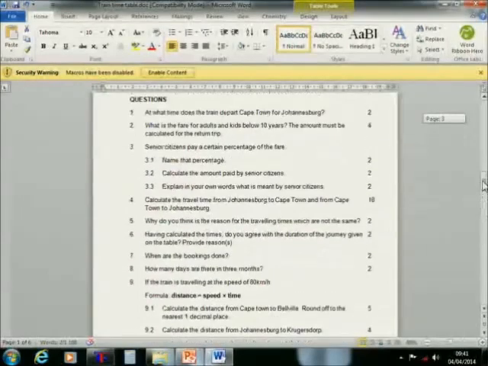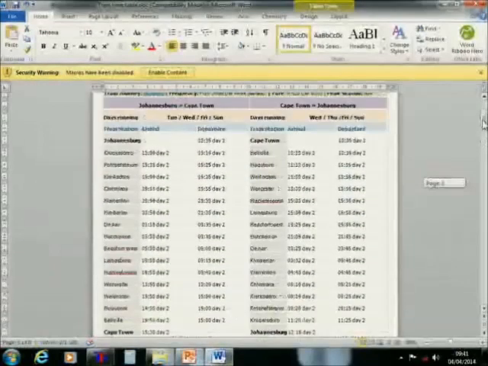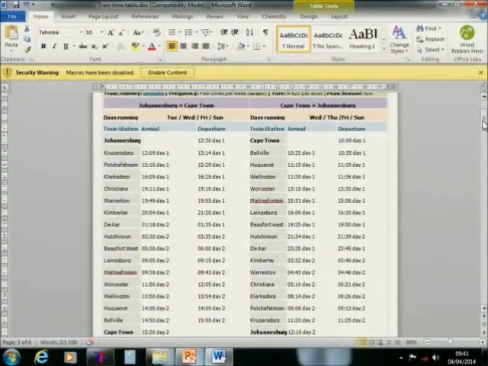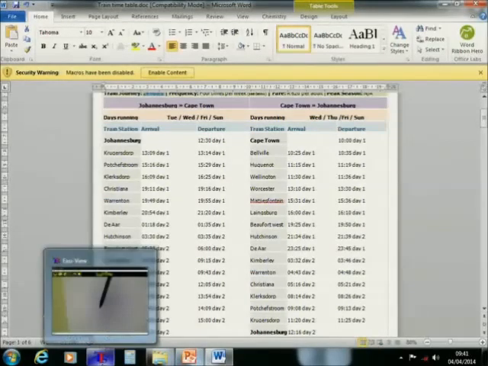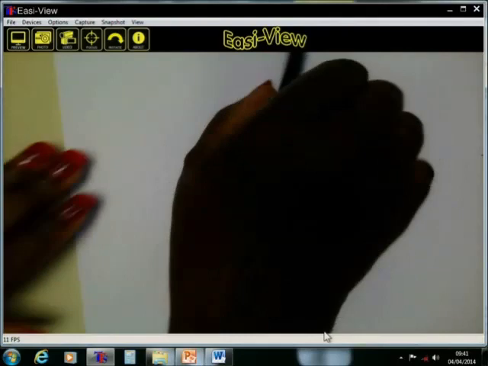9.2. Calculate the distance from Johannesburg to Krugersdorp. We're still going to apply the same method because we are still going to use the same formula of distance is equal to speed multiplied by time. So let's look at our schedule. We said from Johannesburg to Krugersdorp. Some are calling it that way.